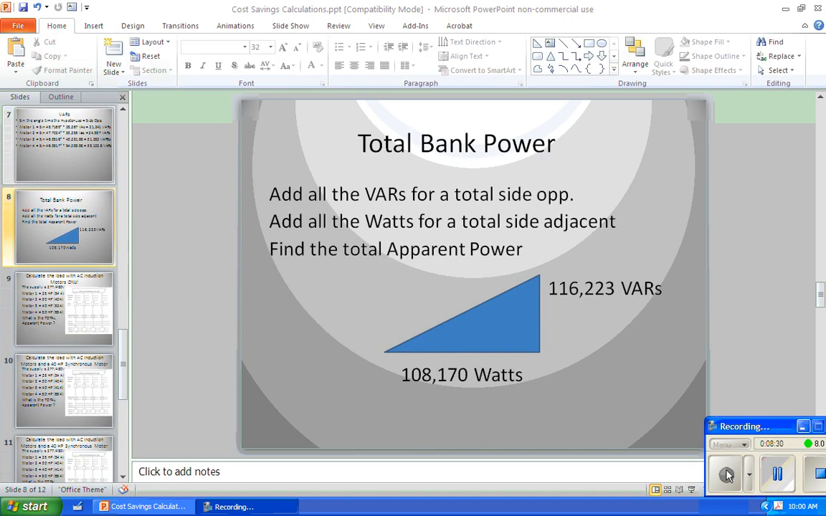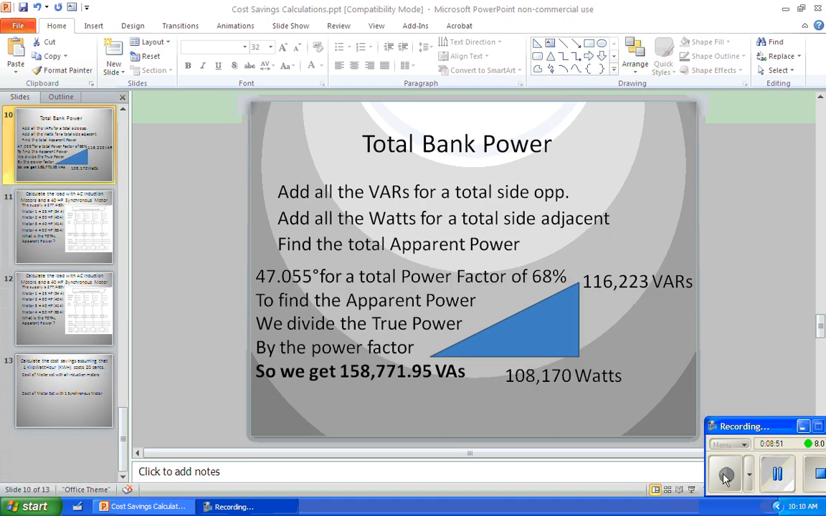Okay, so now we're going to look at our total power for our total bank, and we find a total of 116,223 VARs and 170,000 watts. And now we need to calculate the hypotenuse from that. I'm going to hit pause again while we calculate that real quick. Okay, so we found our apparent power, 158,171.95 VAs, and that's the power that we're going to be paying for, right?